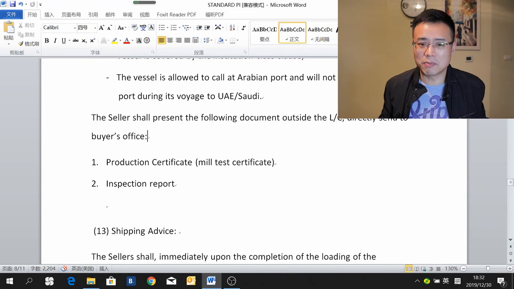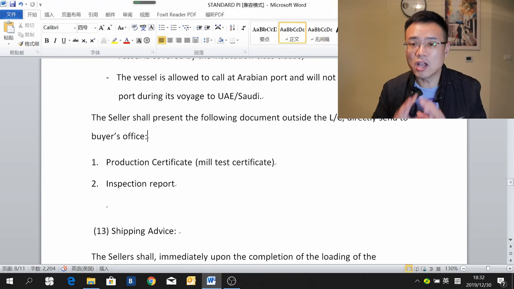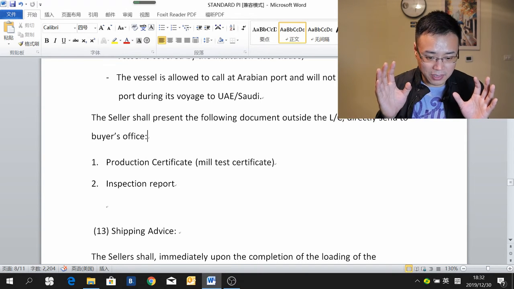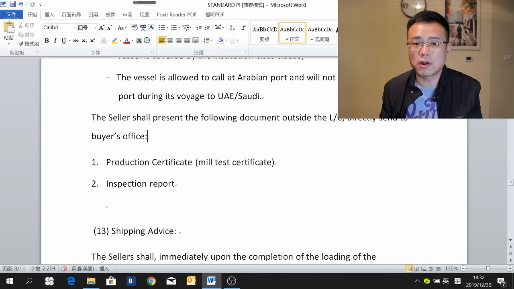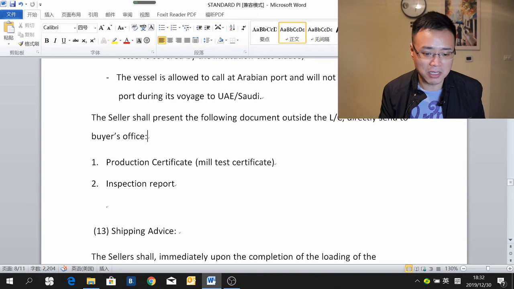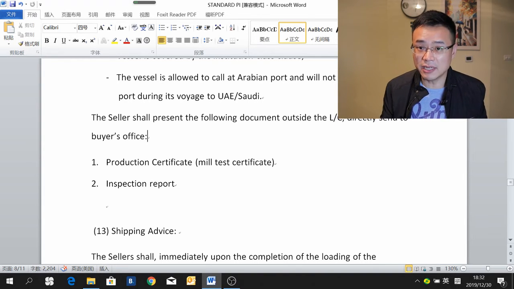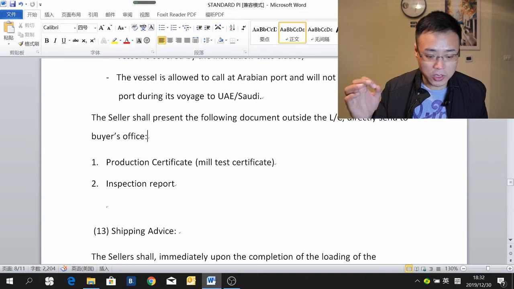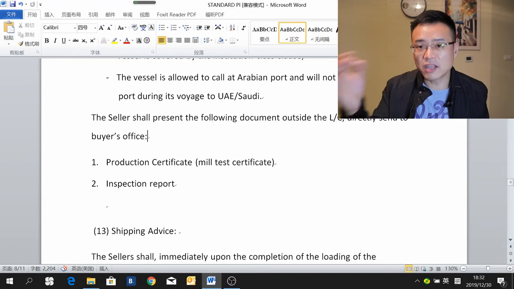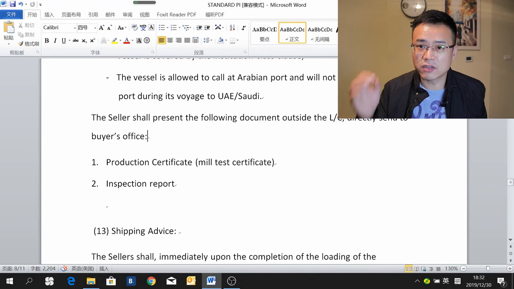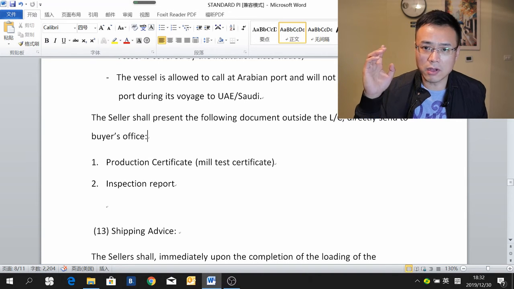But what is the point? What is the purpose of doing so? Because the bank has no idea what the technical features, the mechanical properties, or the chemical components of your product, your cargo, your material are. If you send the MTC and the inspection report to the bank, the bank cannot guarantee the quality for the buyer, and the bank will try to find discrepancies in these documents.